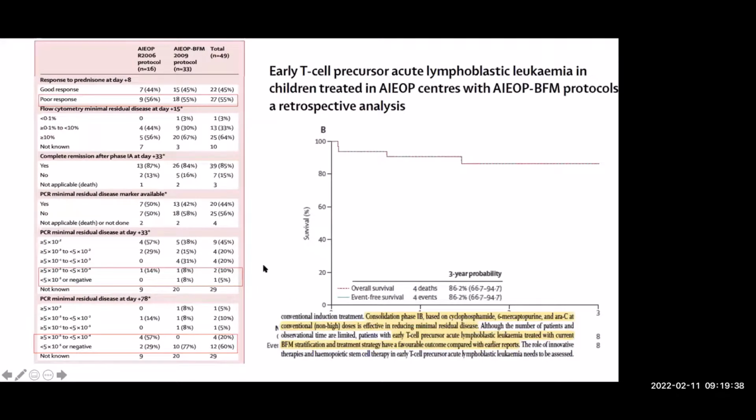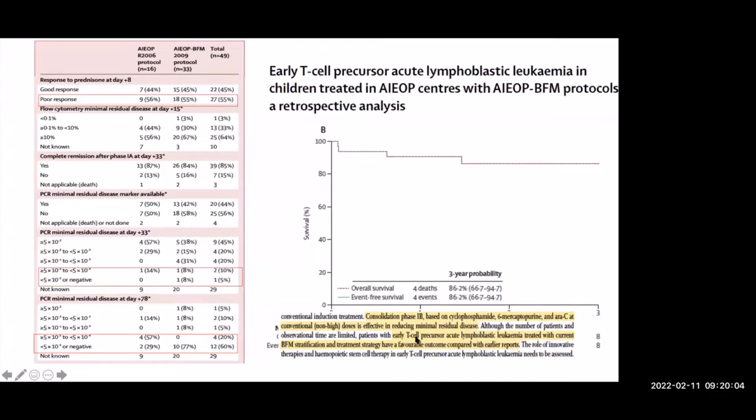What the study has suggested is that patients who continued with phase 2 of induction, in spite of high rates of lack of complete remission and poor prednisolone response, had better outcomes, with a 4-year, 3-year event-free survival and overall survival of 86%. This is a study done in children.